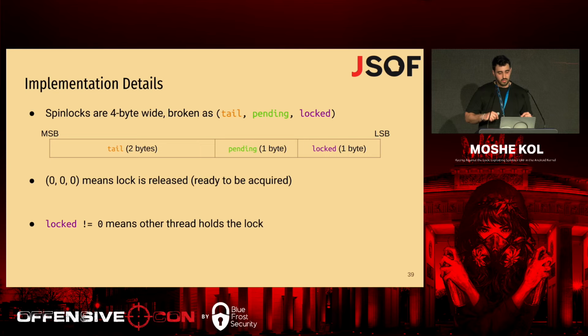Spinlocks are 4 bytes wide, and these 4 bytes are broken into 3 subfields. We have the tail field, which is 2 bytes, the pending, which is 1 byte, and the locked, again 1 byte, which reside in the least significant side of this D word. If all of these fields are 0, this means that the lock is released and ready to be acquired. And if the locked byte is not 0, it means that some other thread holds the lock.